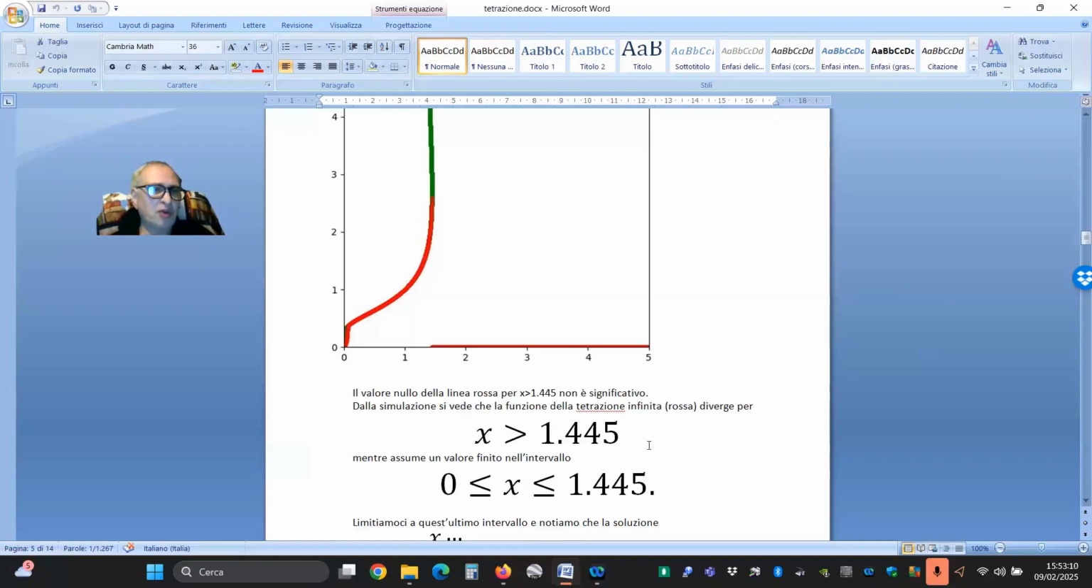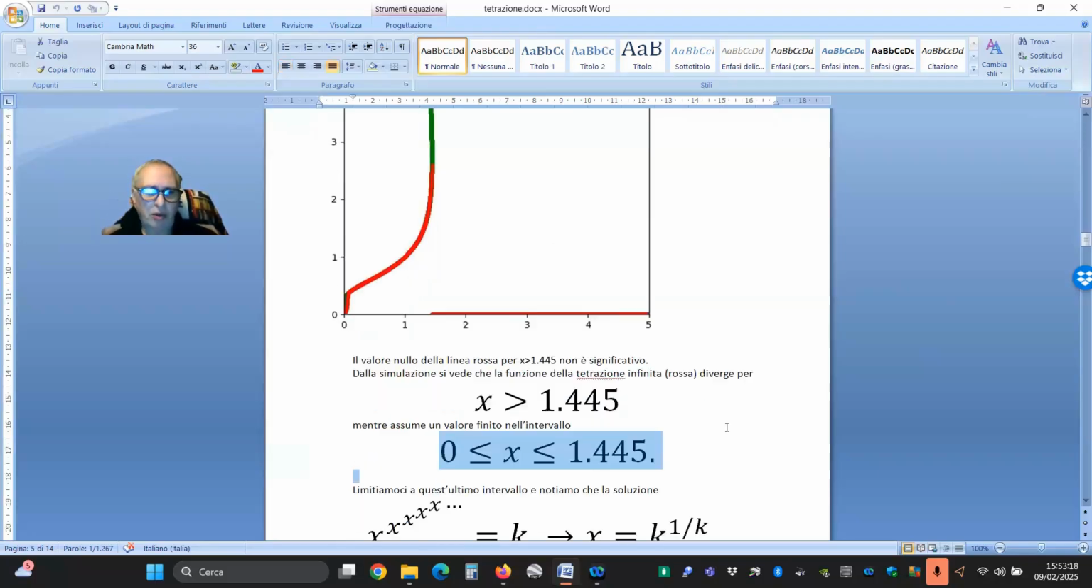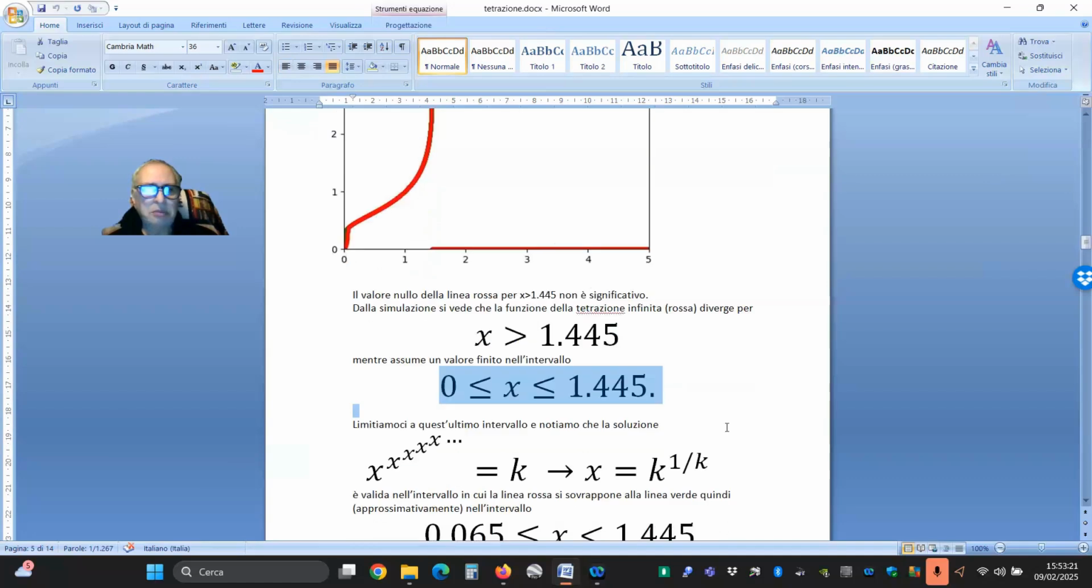X greater than 0, that is, x must be greater than 1.445, gives us the information that the function of infinite tetration becomes truly infinite. That is, it assumes infinite values, it diverges, and therefore we cannot calculate it. So for the moment, we stop, we reason within this interval, okay? And let's try to interpret this number, which in itself doesn't tell us anything, in the form of the function of the solution we thought of.